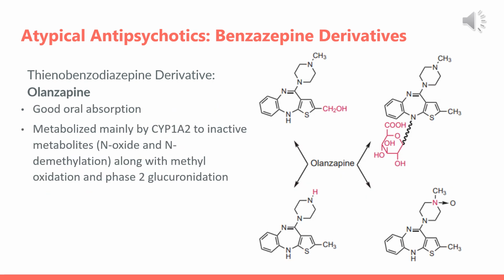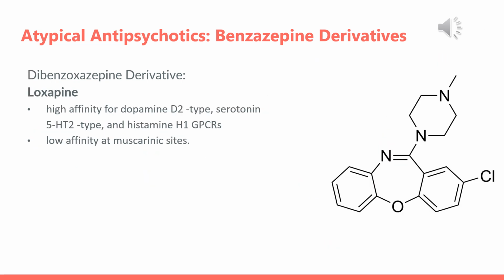Olanzapine is well absorbed after oral administration and is metabolized mainly by CYP1A2 to an active metabolite similar to those seen with clozapine, along with methyl oxidation and phase 2 glucuronidation.